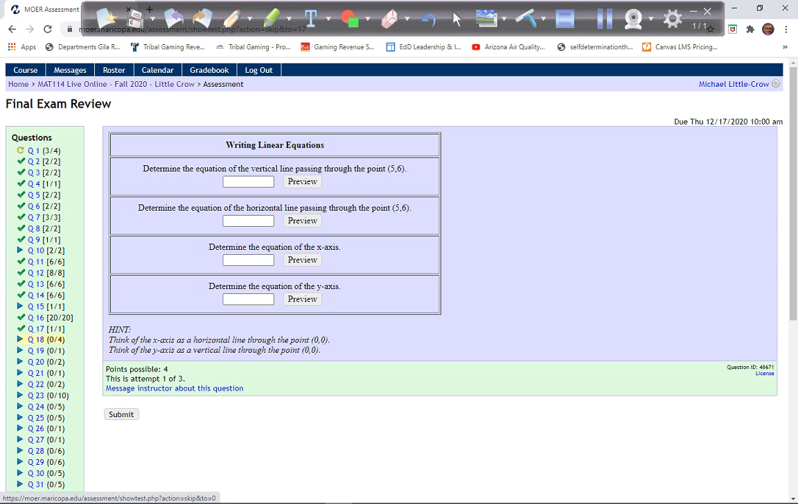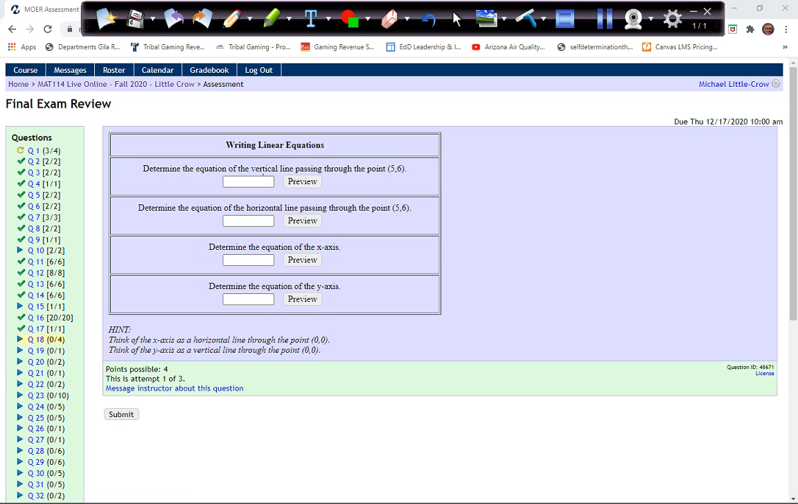Okay, this one we're going to be dealing with vertical lines and horizontal lines, the two special cases. So vertical lines are a special case. Remember, if it's going through the point 5, 6, here's 5, 6, the vertical line that goes through 5, 6 is basically a vertical line.